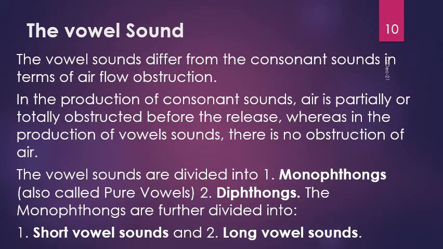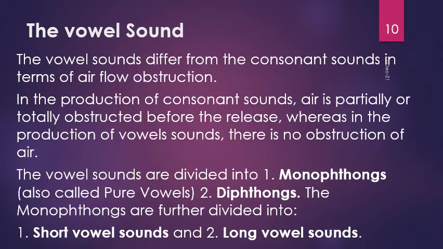The vowel sound. The vowel sounds differ from the consonant sounds in terms of airflow obstruction. In the production of consonant sounds, air is partially or totally obstructed before the release, whereas in the production of vowel sounds, there is no obstruction of air at all.